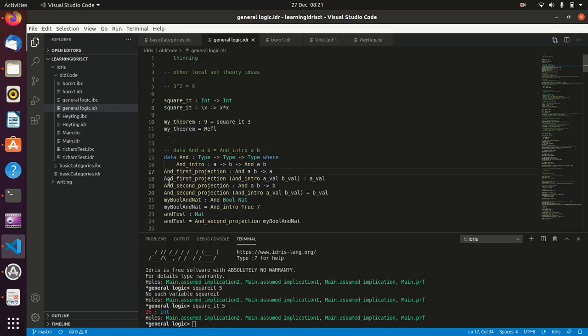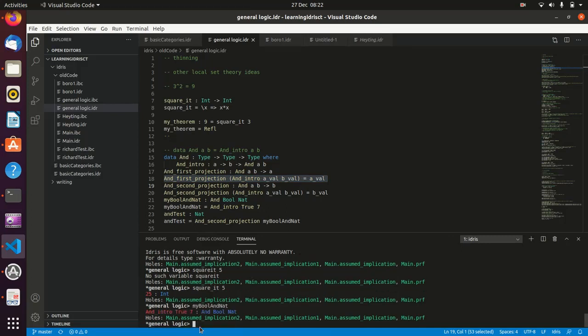And then here's code for the projections. And you see that they're defined using pattern matching. So here's an example that I coded. My bool and that. And you see it's stored as AND intro true 7. And so if we do this first projection, my boolean and, then it gives us true back, okay, because I've coded all that here.